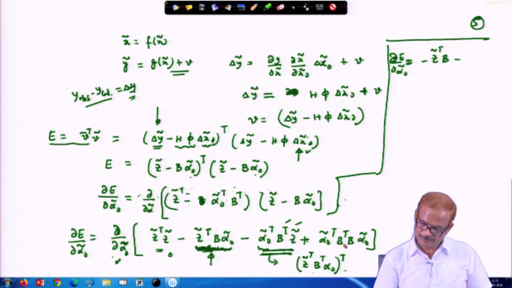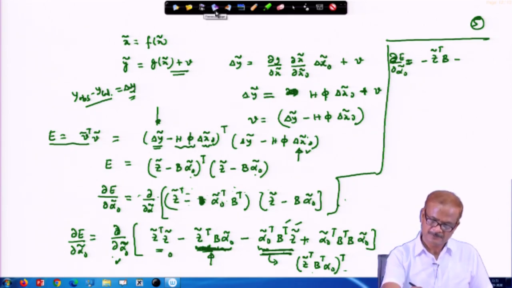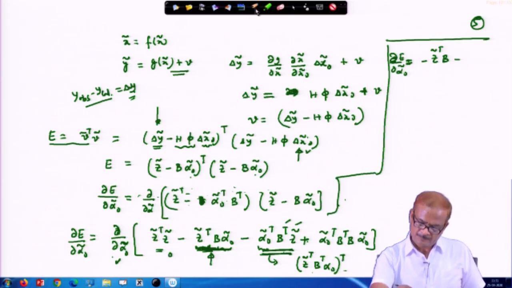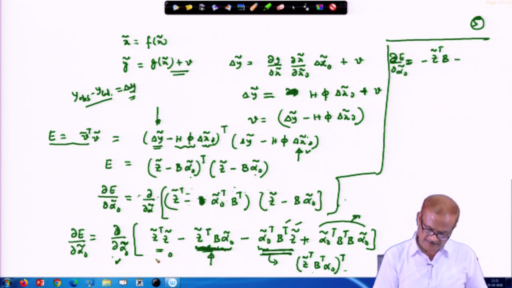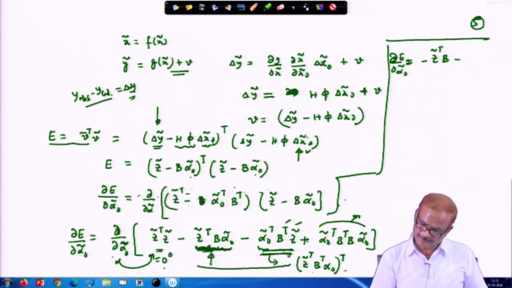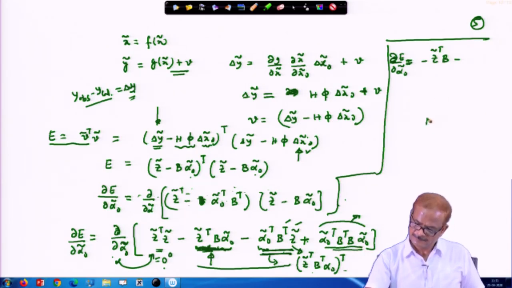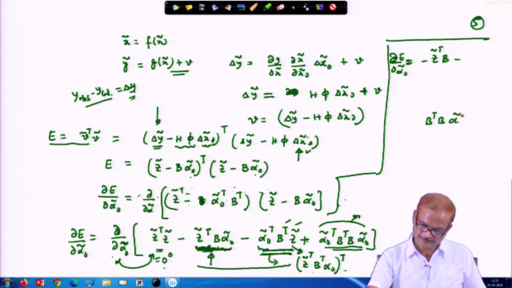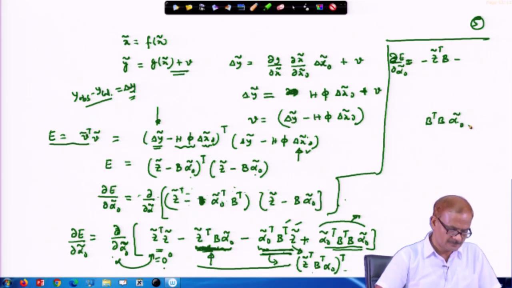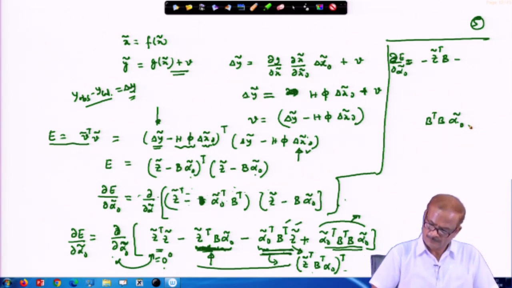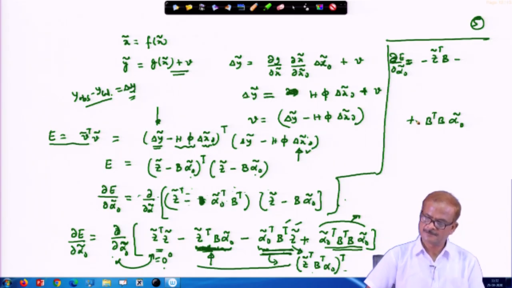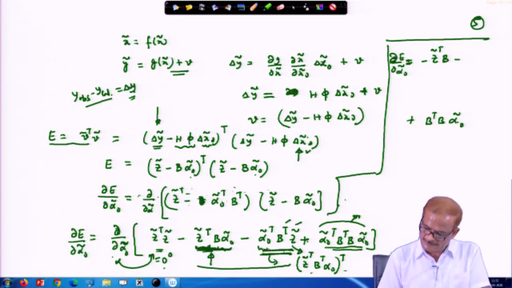So, we need to differentiate it one by one. Let us complete this part first. This part is 0, once we differentiate this becomes 0, these two we have to decide, and this part is the transpose of this. This we can write as B transpose B times alpha tilde 0. This is the way we can write. So, this is your third part. This comes with a plus sign. And because this quantity and this quantity both are the same.